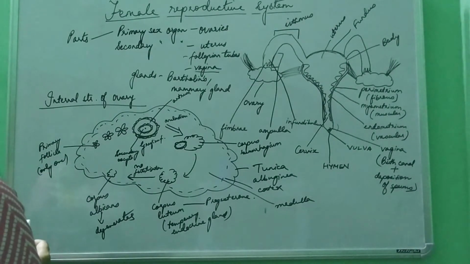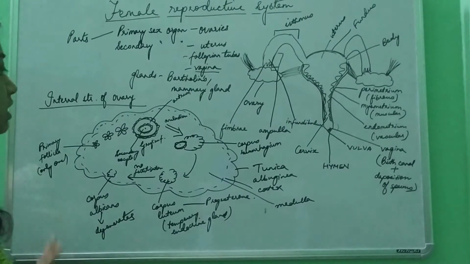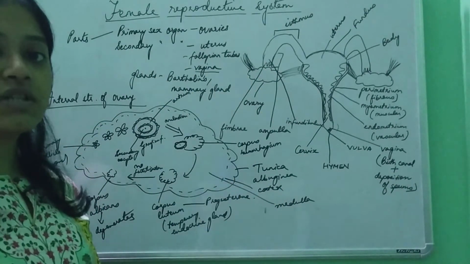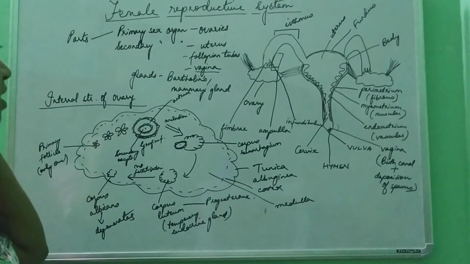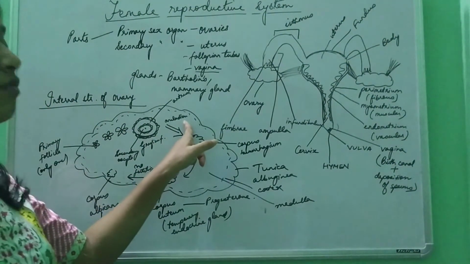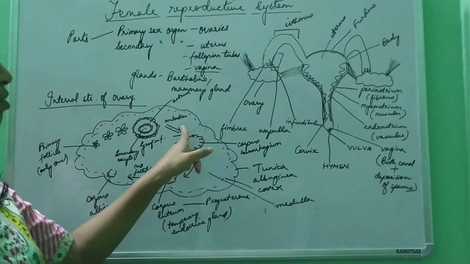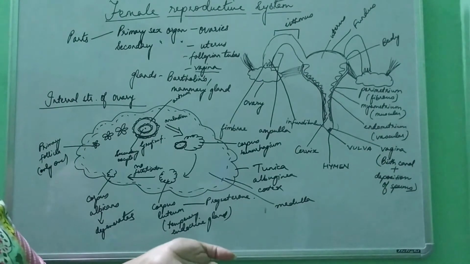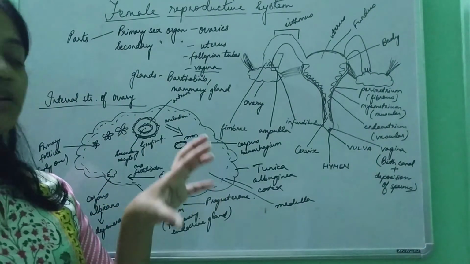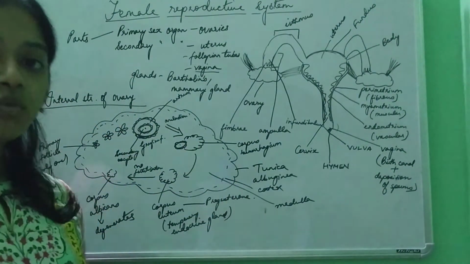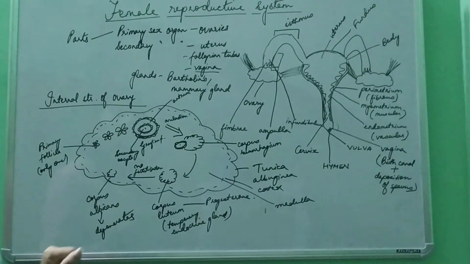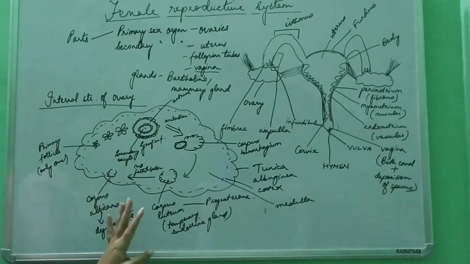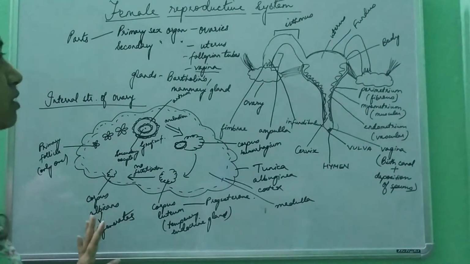Okay, so this cycle we'll study again when we study the menstrual cycle. Here this ovulation, we know it occurs on the 14th day of the menstrual cycle. After that the secondary oocyte is released. Again in the menstrual cycle we'll know the different days when what occurs along with the hormones. That we'll study later. For now you just have to know the female reproductive system and internal structure of ovary. I hope this is clear.